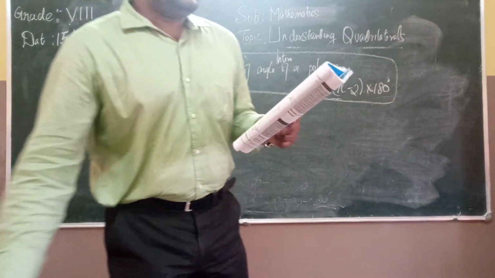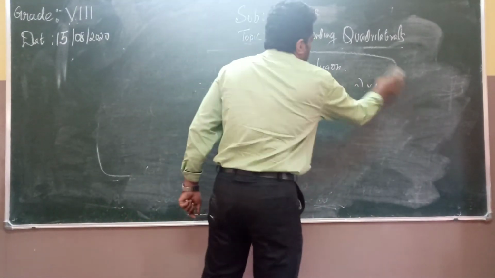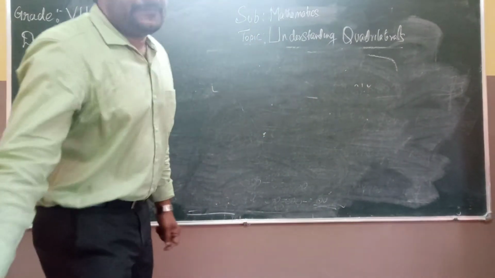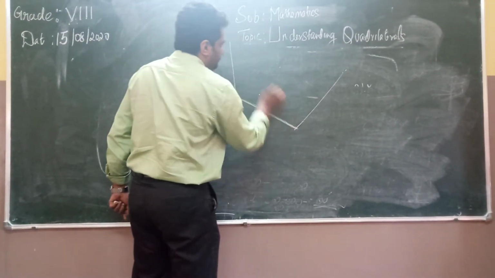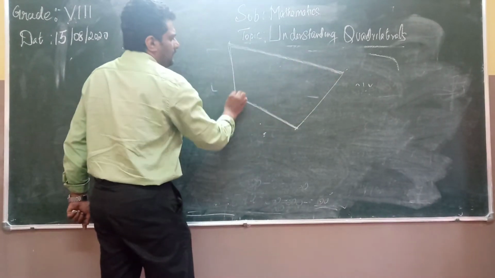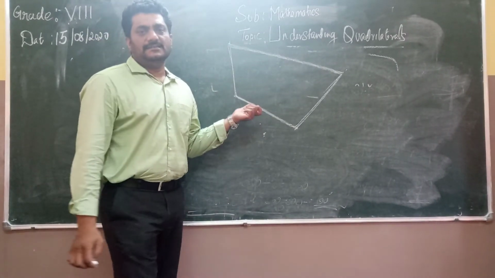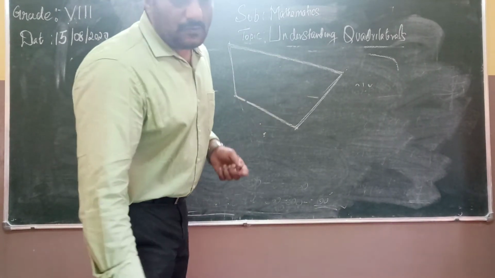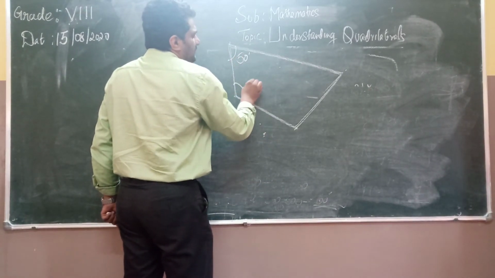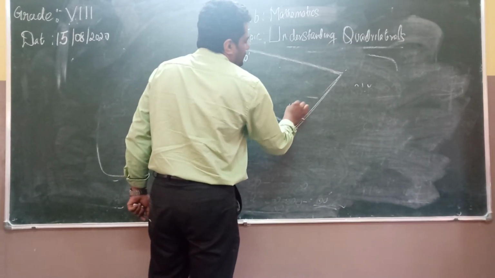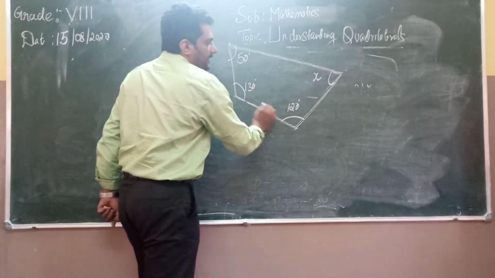Next one, find the angle measure x in the following figure. Now in the next part of the question, they have given a figure. The figure is something like this. Just check how many sides you have. It has 4 sides, so it is a quadrilateral. Now in this, they have given us 50 degrees, 130 degrees, 120 degrees, and this is x. Now all these are the interior angles.